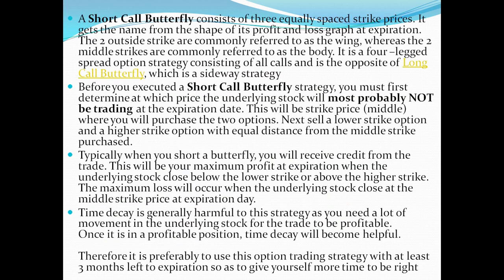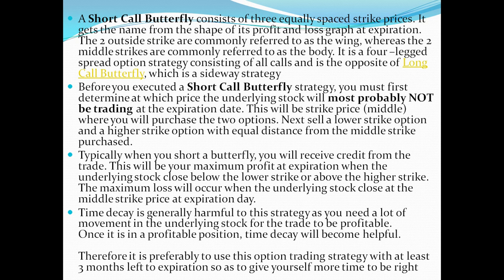A short call butterfly consists of three equally spaced strikes. It gets its name from the shape of the profit and loss graph at expiration. You can see above, the two outside strikes are commonly referred to as the wings, whereas the two middle strikes are commonly referred to as the body. It is a four-leg spread option strategy consisting of all calls, and is the opposite of the long call butterfly, which is a sideways strategy.